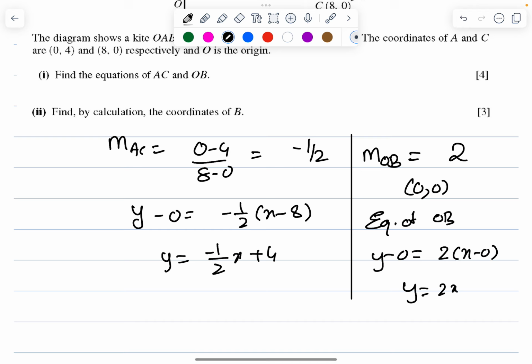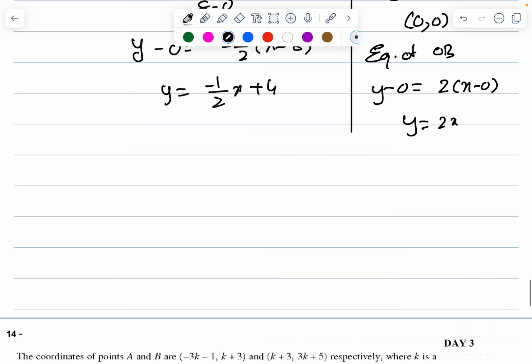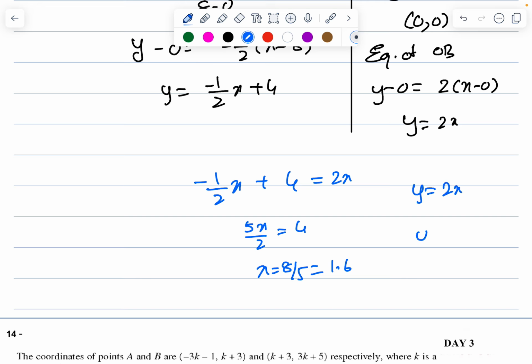Find by calculation the coordinates of B. So what am I going to do? I'm going to do the simultaneous equations for both of these. So negative half x plus 4 equals 2x. So 5x by 2 equals 4, x equals 8 upon 5, which is 1.6. But y equals 2x, so y equals 2 times 1.6, which is 3.2.